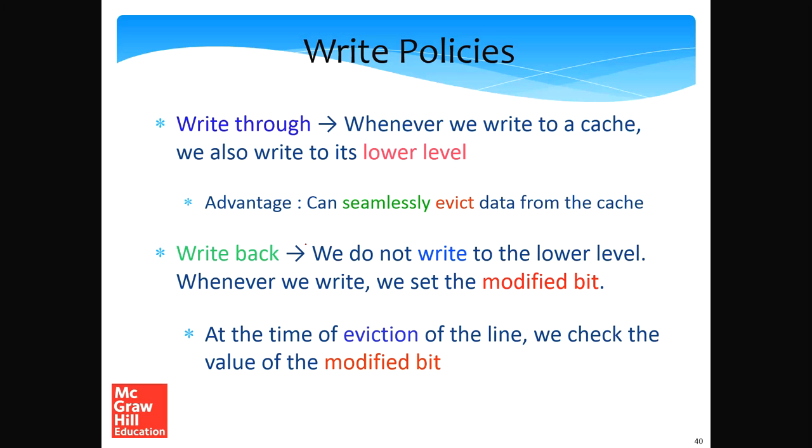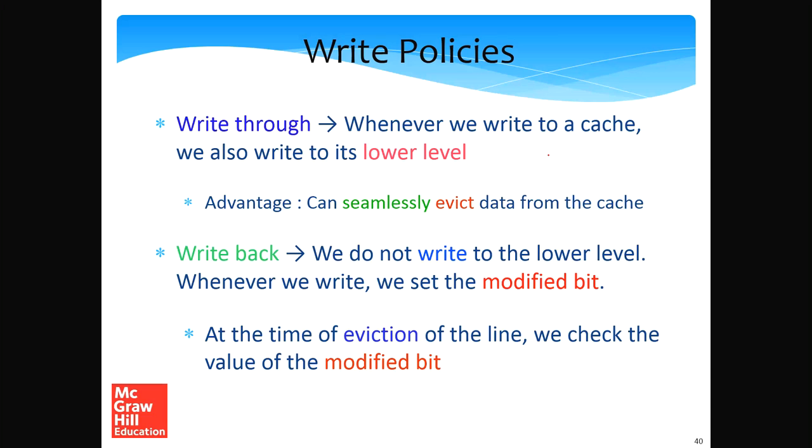So there are two policies: write through and write back. Whenever we write to a cache, because we have an inclusive cache hierarchy, any block present in the L1 cache will also be present, the same block with the same address, in the L2 cache. However, the block in the L1 cache can have newer data. So there are two ways of handling this: write through and write back. Write through says that whenever we write to a cache, we also write to its lower level. And in the lower level, you'll have the block, guaranteed by the property of inclusion.